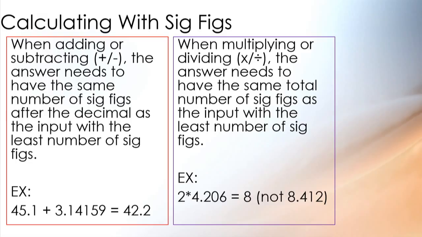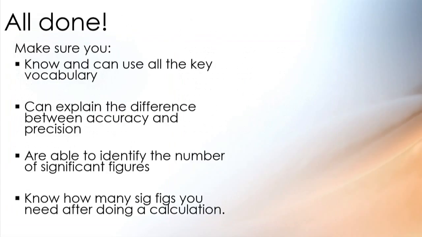When multiplying, the answer needs to match the number with the least total number of significant figures. For example, 2 has 1 significant figure. 4.206 has 4 significant figures. When I multiply them together, the answer can only have 1 significant figure in it. So while mathematically we get 8.412, we have to round our answer to 8, so we only have 1 significant figure in our numbers. All done!